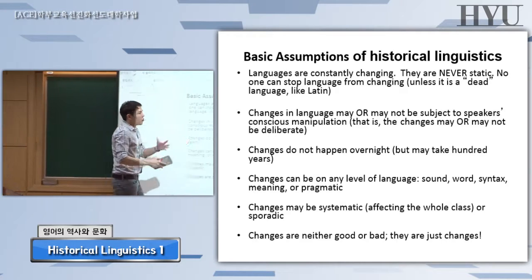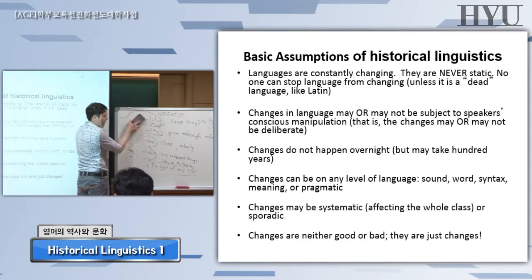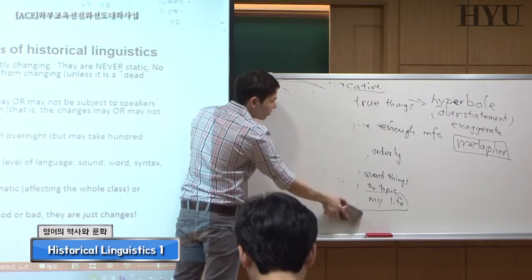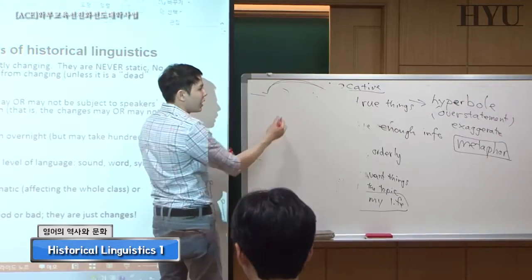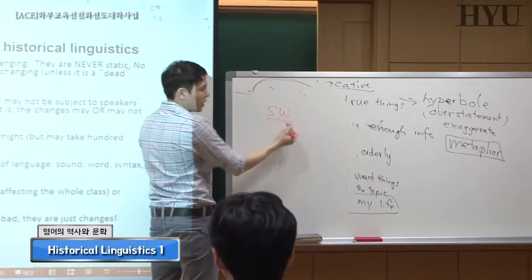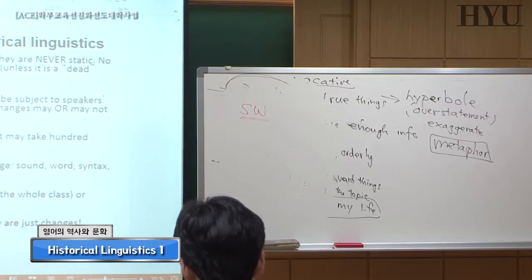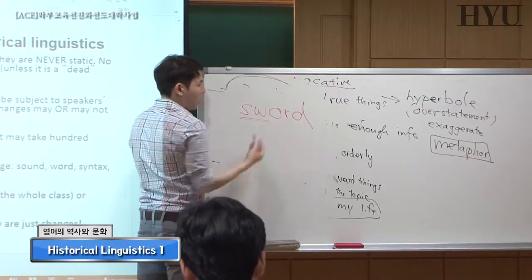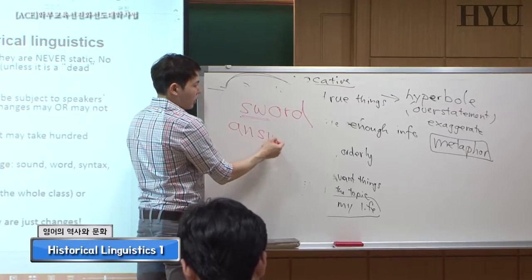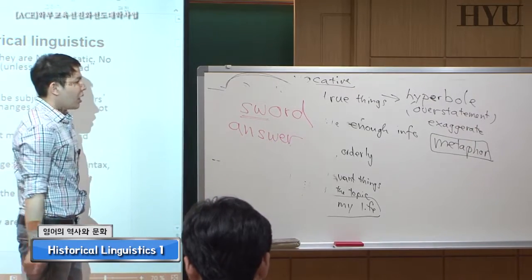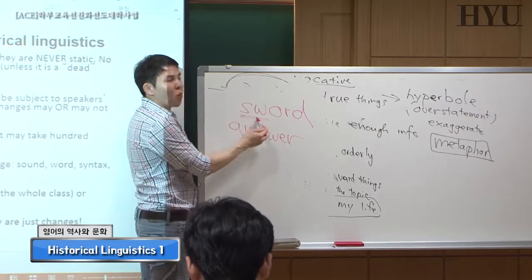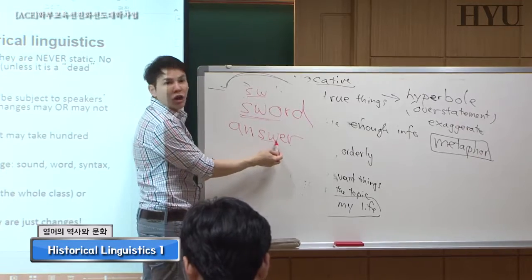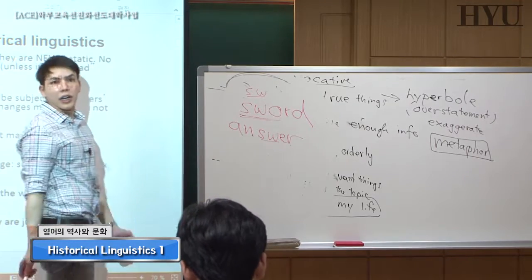Let's see. One change that is more or less systematic, and in some cases sporadic, is in Old English, the sequence S and W, right, is always pronounced, like this word, okay. In Old English, you pronounce it sword. S and W always pronounced: sword, and sword, like that.